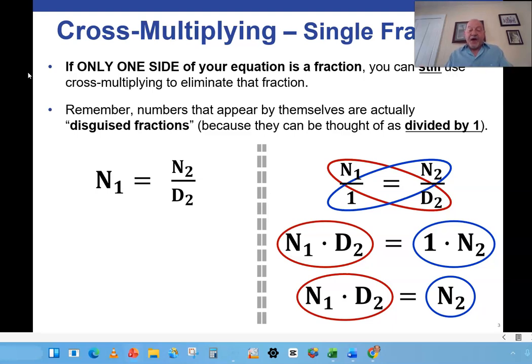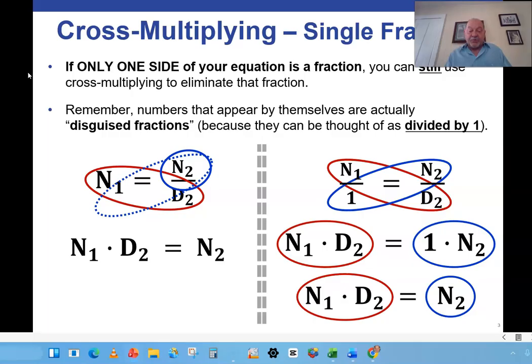If you have the fraction shown on the left here equal to a single number, so n1 over d1 equals n2, you can still do the cross-multiplying, but the second part of the cross-multiplying shown in blue is really just a single number times 1, so you don't need to write times 1, and you can just write your answer directly. You can still use cross-multiplying very easily as long as you remember that any number written by itself is really a disguised fraction where it's that same number divided by 1.